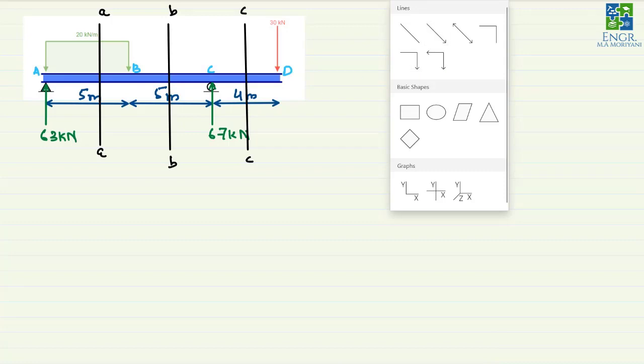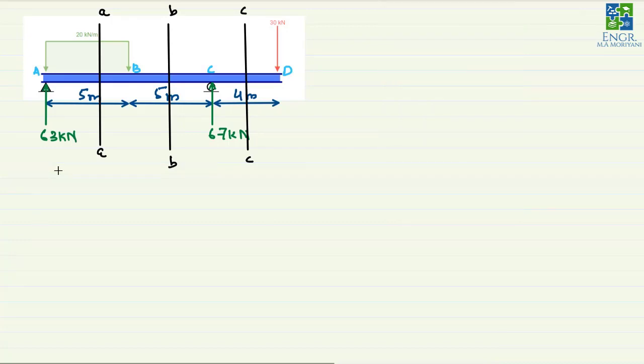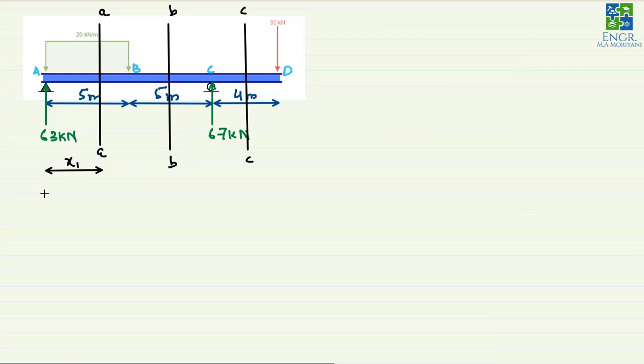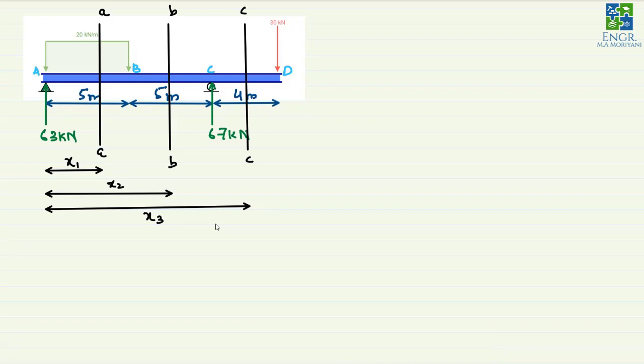So in order to do that, I'm assuming that from this A to this section AA, from left hand side the distance is x1, and from A point to this BB section we have the another distance which is x2, and for the CC section from left hand side we have another distance which is x3. So these are the three different distances. Now keep in mind that these three distances are valid for their particular region, their specific region. They are not valid for other regions.